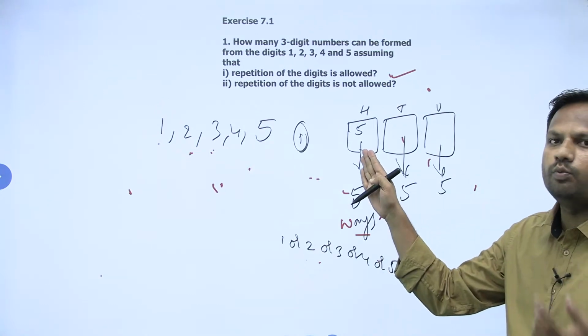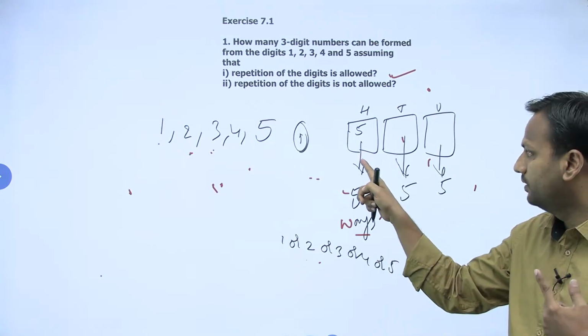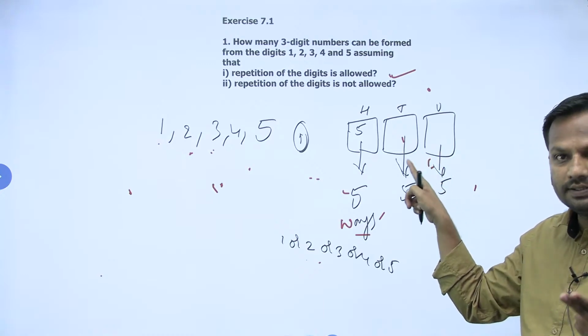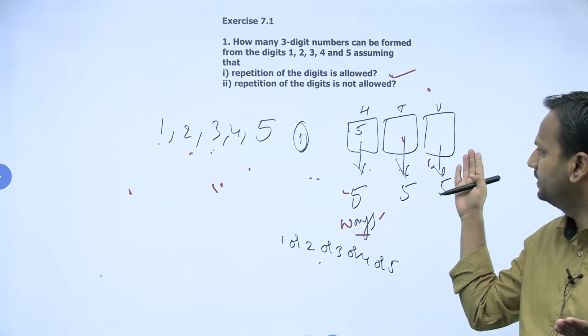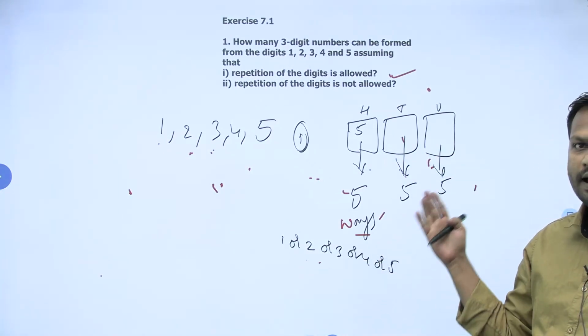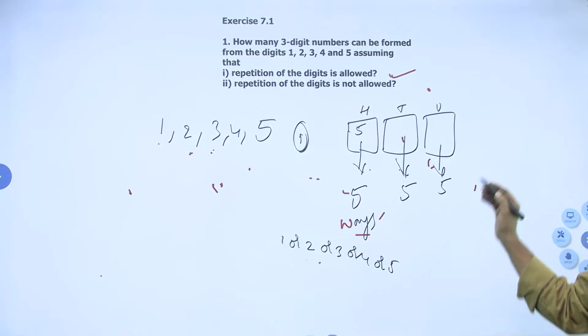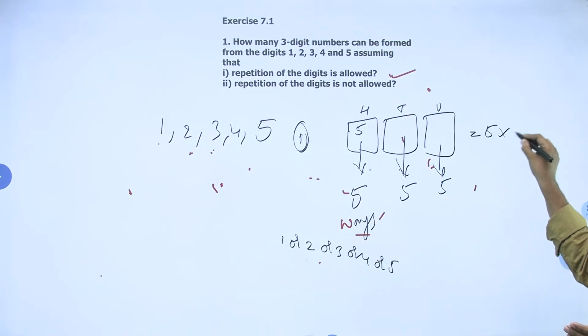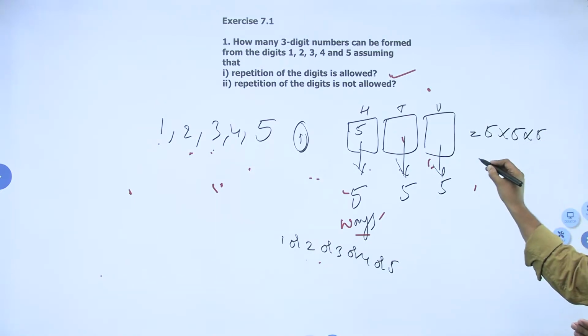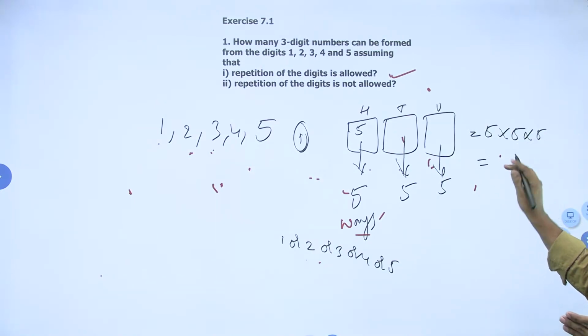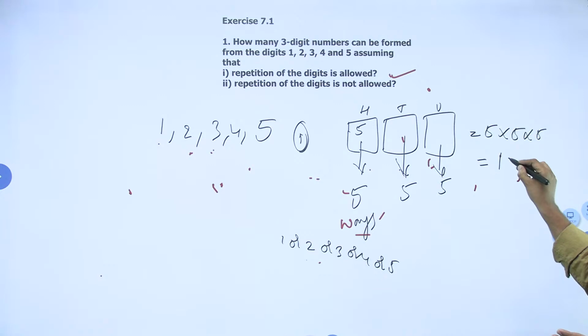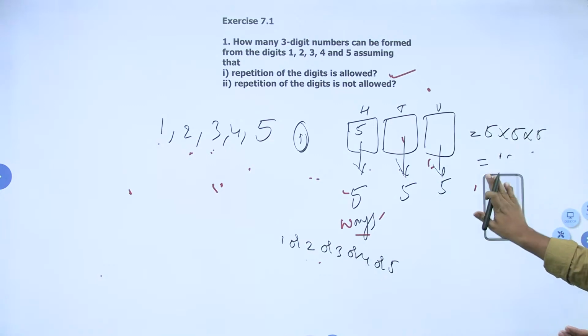I'm not forming only one of the digits here, but 3 digits. This unit digit as well as tens digit as well as hundreds digit. These 3 things become a 3-digit number here. And that is 5 into 5 into 5. What happens now? 5 into 5 into 5, that is 125 ways.